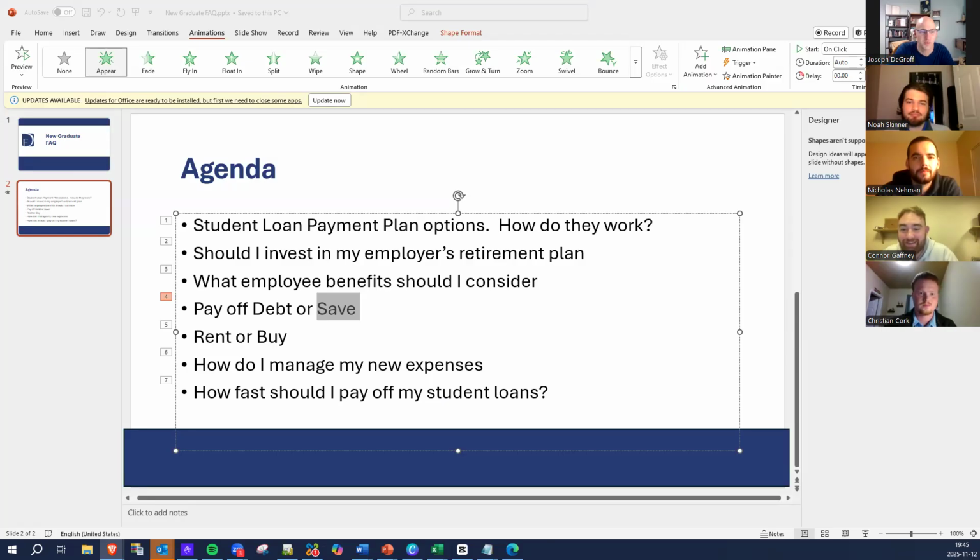Okay, all right. Well, what I'll do is I'm going to pick, should I invest in my employer's retirement plan? And I'll give you a couple things on the employee benefits to know too. So employer's retirement plan, should you invest in it?